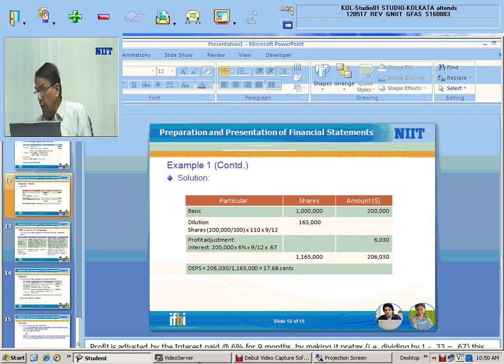Is this clear to you, or if you have doubts, please ask me the question. If you have any doubts, please clarify it at this point of time, because we can go to another example, or we can discuss another example of similar kind regarding diluted earning per share. But before that, I must be sure that you have understood this particular example, which is a comparatively simpler one.